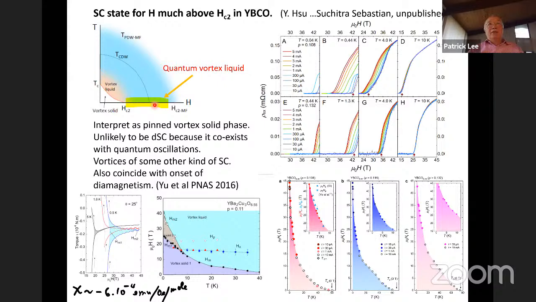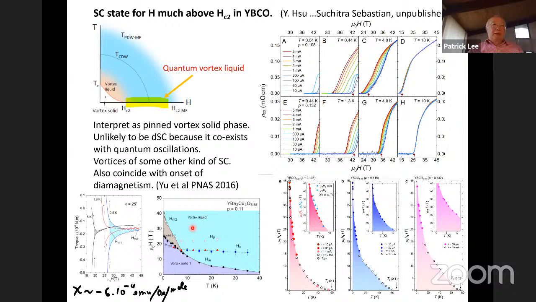The other thing I want to mention is that if you look at this, the magnitude of this diamagnetism, even in this region at high temperature, is very large. It's 6 times 10^-4. And so there is fluctuating diamagnetism everywhere, I believe.